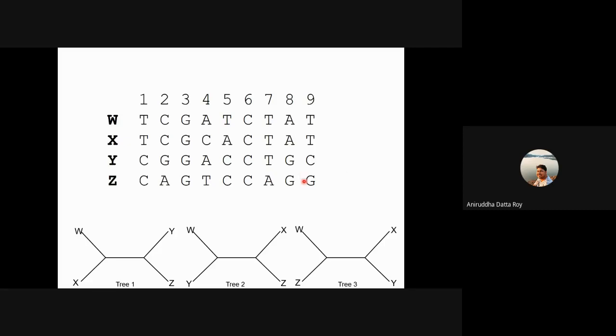So remember, if you're taking, let's say, tree 2, you just have to map, instead of the taxa name, you just have to put the character. So for example, it will be C here, Y has G here, and then there'll be a C here and A here.